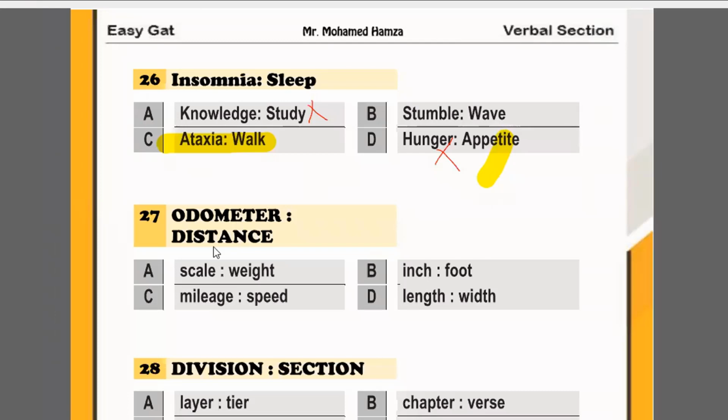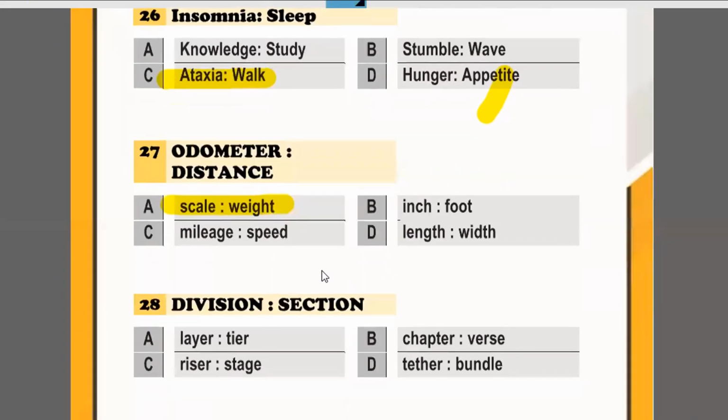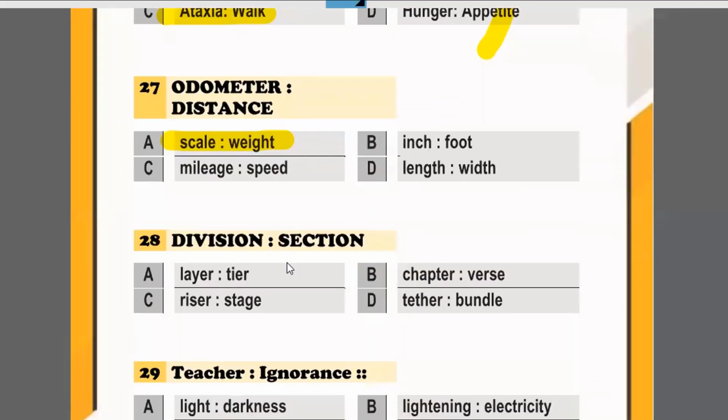Okay. Odometer and distance. Scale and weight. Yeah, we use a scale, it's the tool to measure weight. Okay. This is correct or wrong? Speed and mileage? No. Mileage, because it's the unit, not the tool. Okay. Inch and foot. Okay. Length and width. Okay. Division and section.